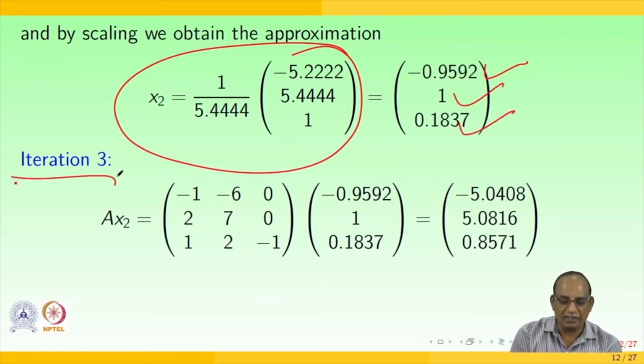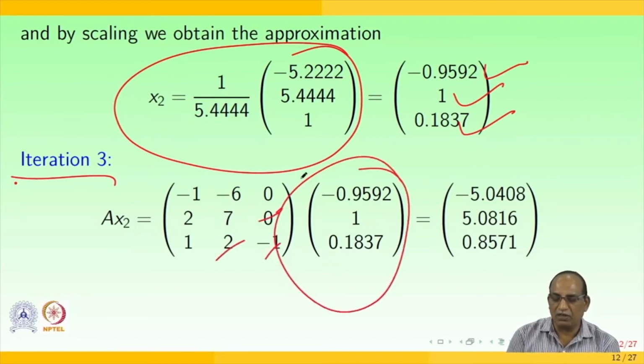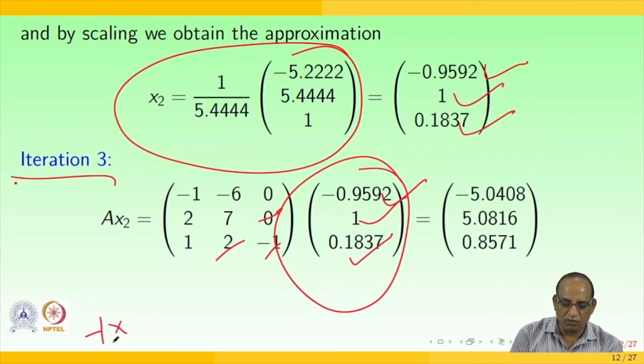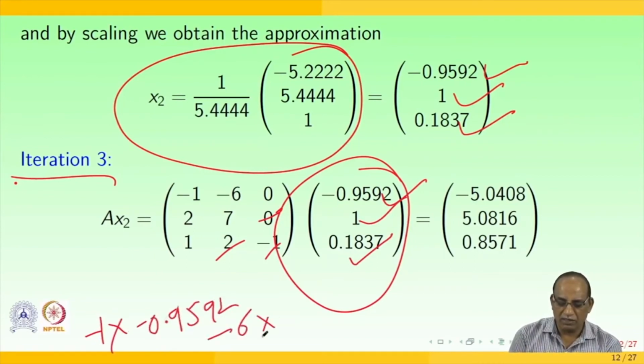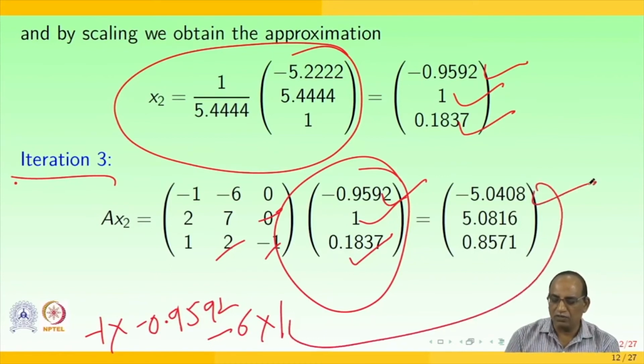So you do get iteration 3, AX2 is equal to the matrix minus 1, 6, minus 6; 0, 2, 7; 0, 1, 2, minus 1, multiplied with this vector, that is minus of 0.9592, 1, 0.1837. So you get minus 1 into minus of 0.9592 minus 6 into 1, so you arrive at this value. And the second value is 2 into minus of 0.9592 plus 7 into 1, you get this value.